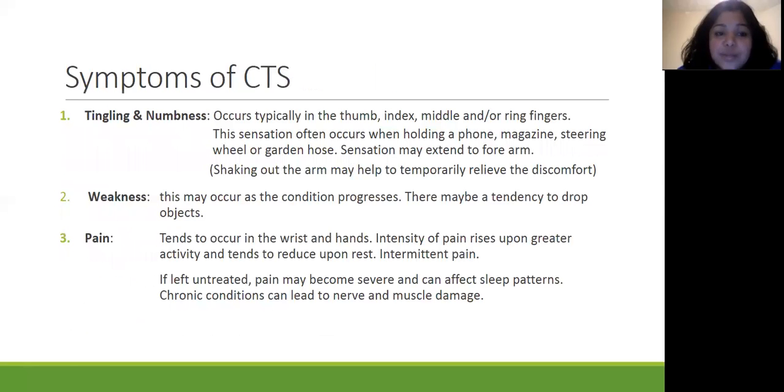So what are the symptoms of carpal tunnel syndrome? Of course, tingling and numbness. And if you all remember, tingling and numbness are all symptoms of, again, vata vyadhi. These are Vata-related conditions. So it occurs typically again in the thumb, the index finger, the middle finger, or the ring finger, because that's where the median nerve is supplying. It's supplying these four fingers.